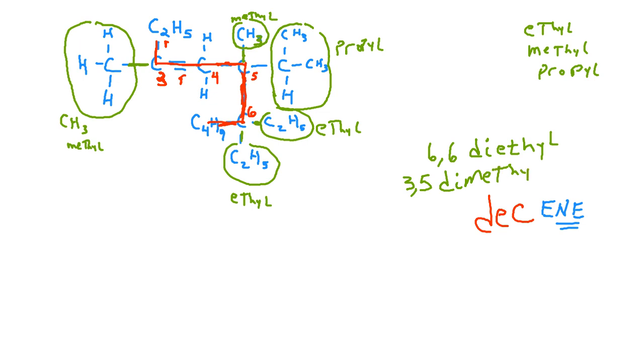Dimethyl. And then finally, we have our propyl. What is that propyl? Here's the propyl. The propyl is on carbon 5. So this would be a 5 propyl.